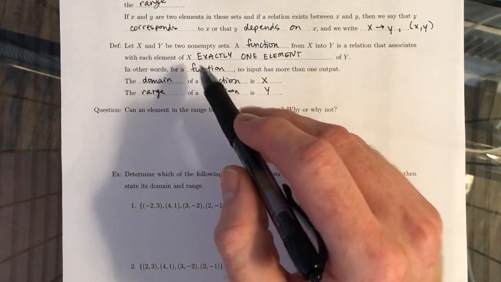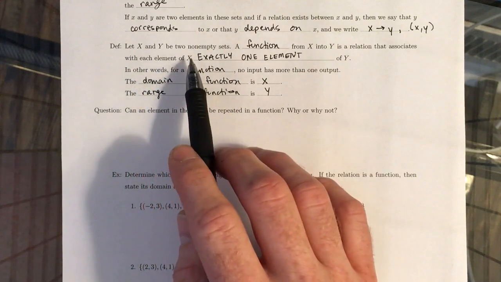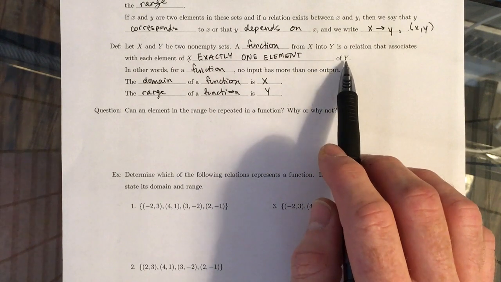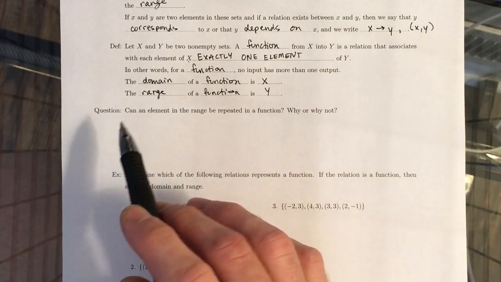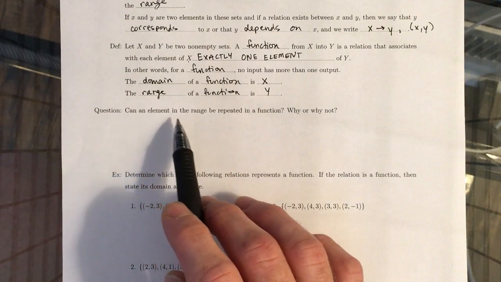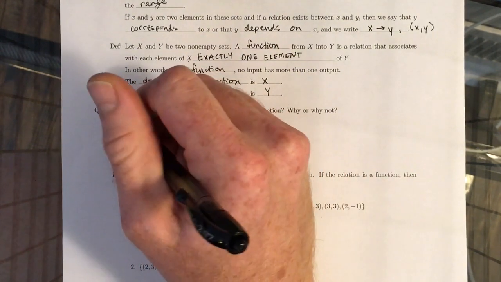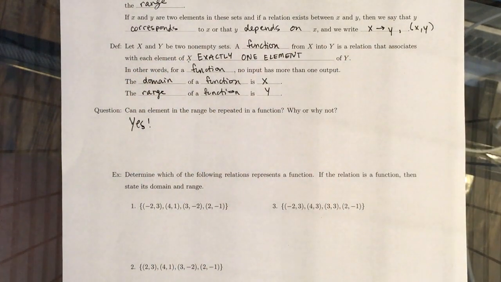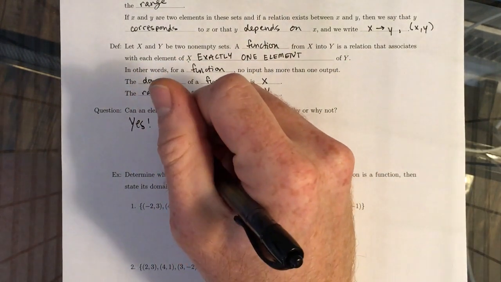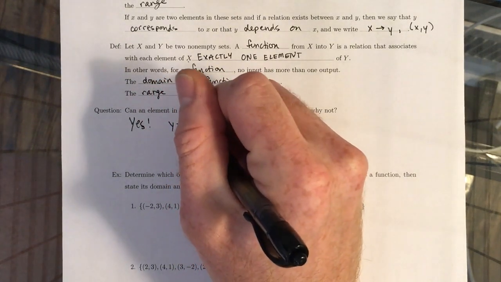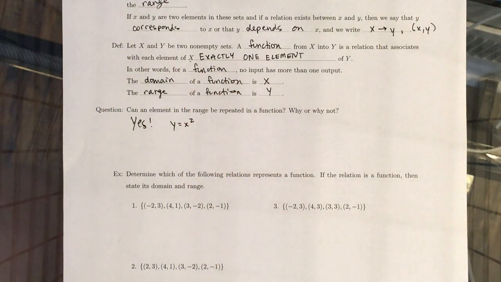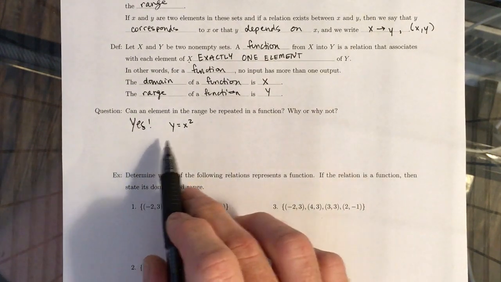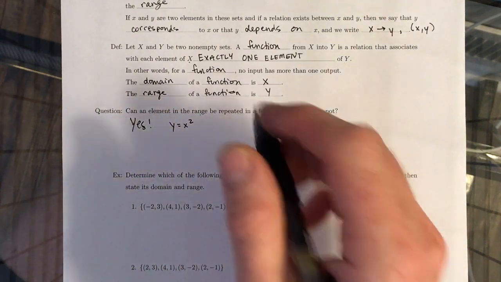So going back up to the definition, it just gives a restriction on what happens to elements in the domain. No restrictions on the elements in the range. So going back to this question, can an element in the range be repeated? Yeah, there's nothing saying otherwise. And for why or why not, let's think of an example, our prototypical example of a function. We have y equals x squared. So x is in the domain, y is going to be in the range. The relation is that the value y is equal to x squared.